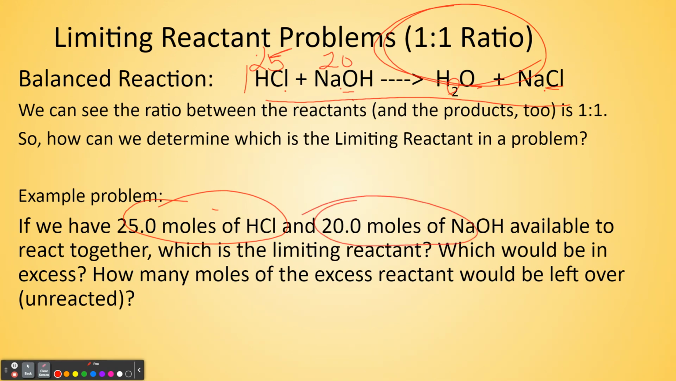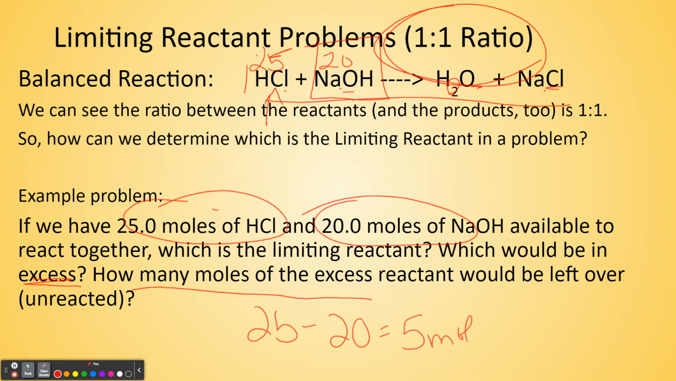Because it is a 1-to-1 ratio, the one that has the smaller number is going to run out first. So that's going to be our moles of sodium hydroxide. The question also asks which one would be in excess. So that's going to be our other one, our hydrochloric acid. How many moles of excess? Well, we've got to do 25 minus 20, which gives us 5 moles of hydrochloric acid left over. So that'll be unreacted hydrochloric acid.